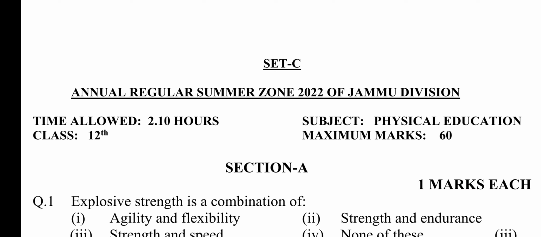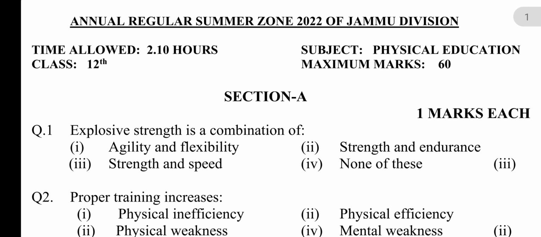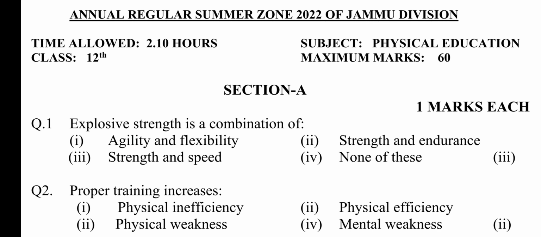2022 annual regular in winter zone of Jammu division, Kashmir division, and in annual regular summer zone 2023 of Jammu division. Time allowed 2 hours and 10 minutes. Subject physical education. Class 12th. Maximum marks 60. Multiple choice questions. Section A. 1 marks each.